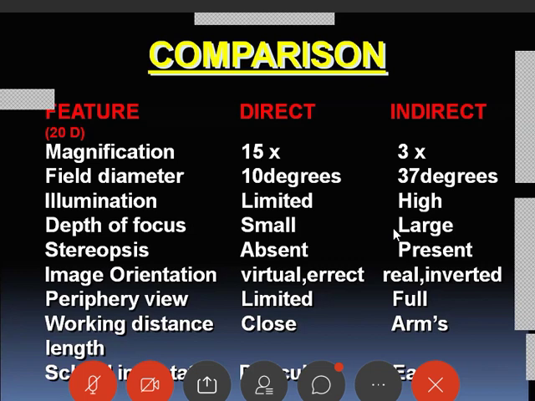So if we are examining the eye with direct ophthalmoscope, we will be missing the peripheral retina, which constitutes about 30% of the whole retina. And the working distance is very close with direct, and it is arm's length with indirect ophthalmoscope. Scleral indentation is difficult with direct, and it is easy with indirect. So those are the differences between direct and indirect ophthalmoscope.